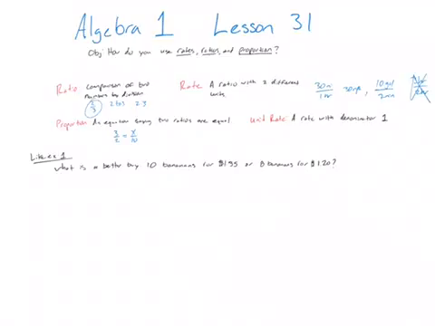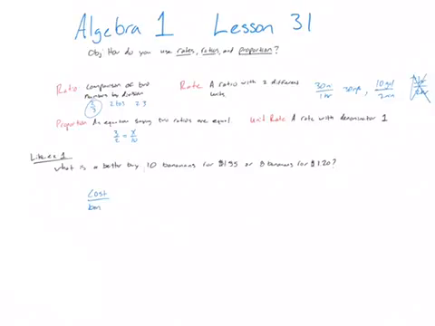So this is example 1. Let's get started. What is a better buy? 10 bananas for $1.35 or 8 bananas for $1.20. So really we're trying to find out how much it costs per banana. Notice what I just said, cost per banana. So we're going to write some ratios of cost over bananas.